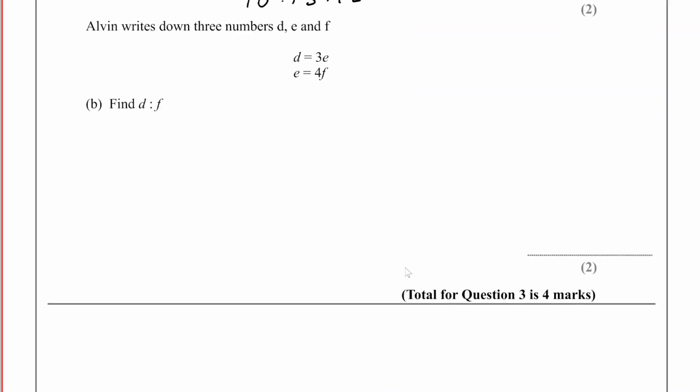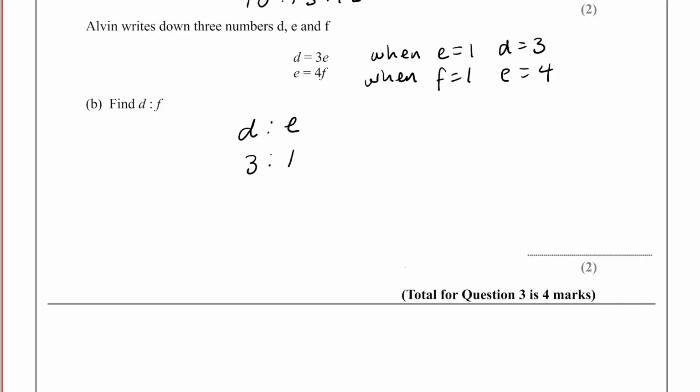Alvin writes down 3 numbers, D, E, and F. D equals 3 E's, E equals 4 F's. Find the ratio D to F. So if E is 1, D is 3. And when F is 1, E is 4. So now we can change these into ratios. The ratio of D to E is 3 to 1. And the ratio E to F is 4 to 1.